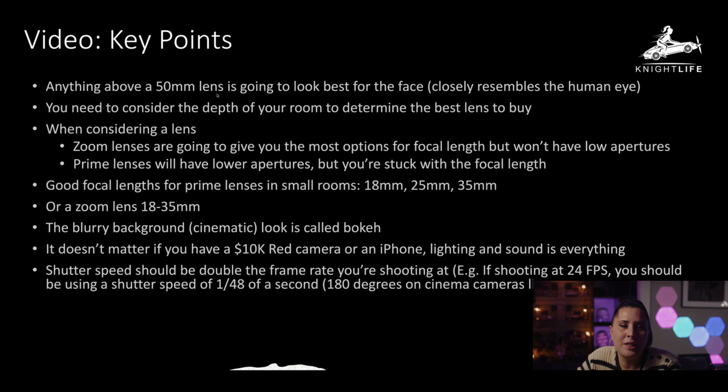When considering a lens, zoom lenses are going to give you the most options for focal length, but won't have low apertures. And prime lenses will have lower apertures, but you're stuck with the focal length. So this is really important to remember. If you buy a 50 millimeter, a nifty 50, you're stuck at 50 millimeters. You're not going to any other focal length. So if you need any changes to that, you're going to have to move your camera around. Whereas with the zoom lens, you can adjust that lens and get that perfect focal length, that perfect view and perfect shot.